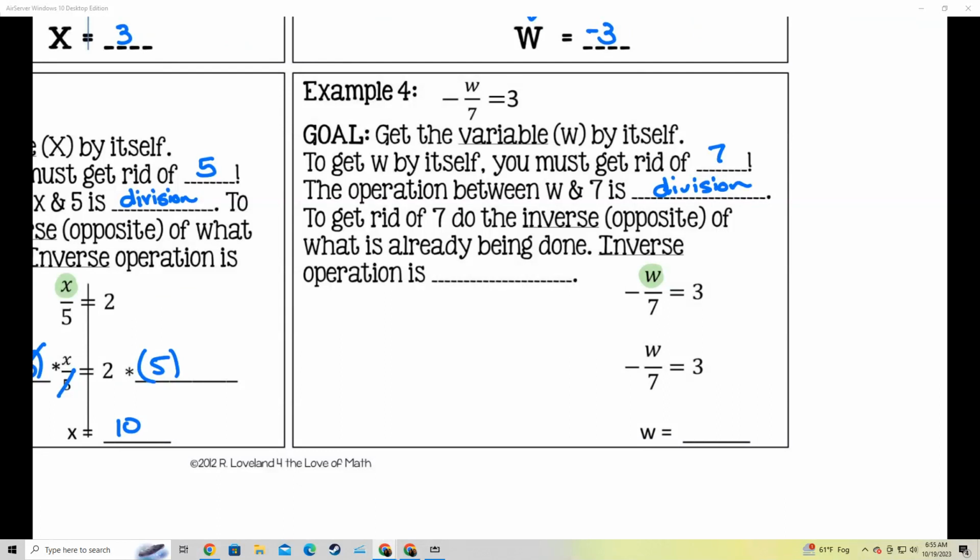Technically it's a -7 because I have that negative in the front. So to get rid of the 7, we're going to do the inverse or the opposite of what is already being done. The inverse operation is multiplication. Now remember, I call that a -7. So to get rid of that negative, I'm going to multiply both sides by -7. That's going to take care of the negatives, and it'll take care of the 7s, which is exactly what I want. Just the w is the one that drops down. 3 times -7 gives me a -21. And we are done with that front side.